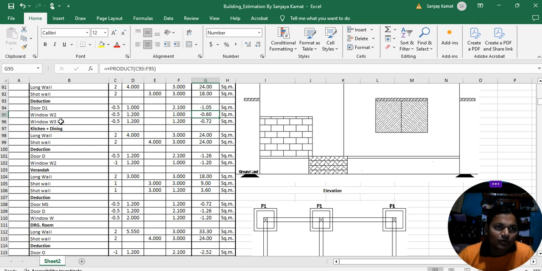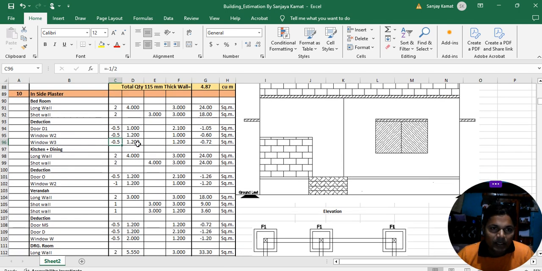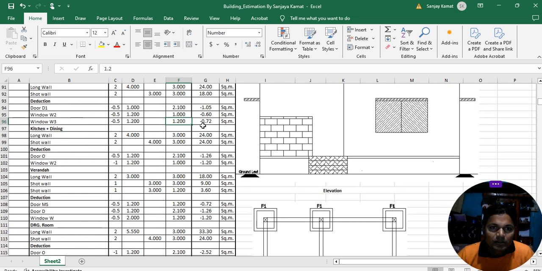Now we are going to work for window 3. For window 3 we are taking the number minus 0.5, length 1.200 meter, and similarly thickness 1.200 meter. After multiplying this, you will get minus 0.72 square meter.